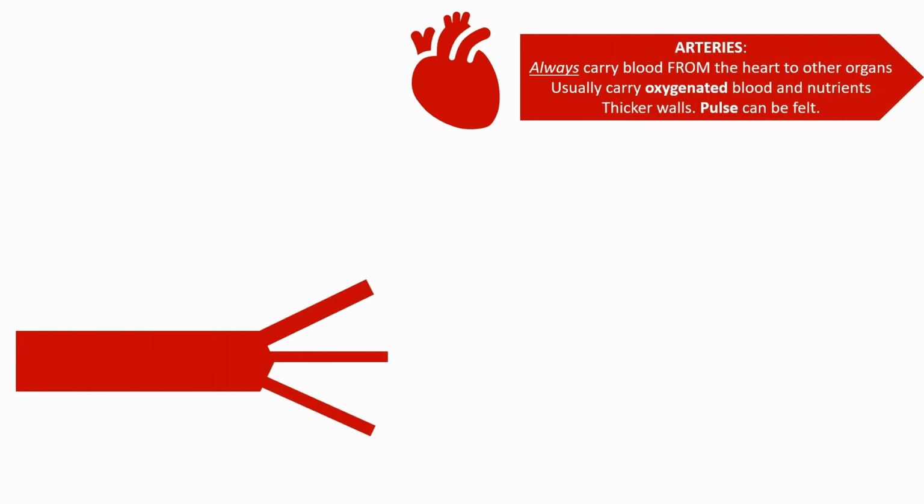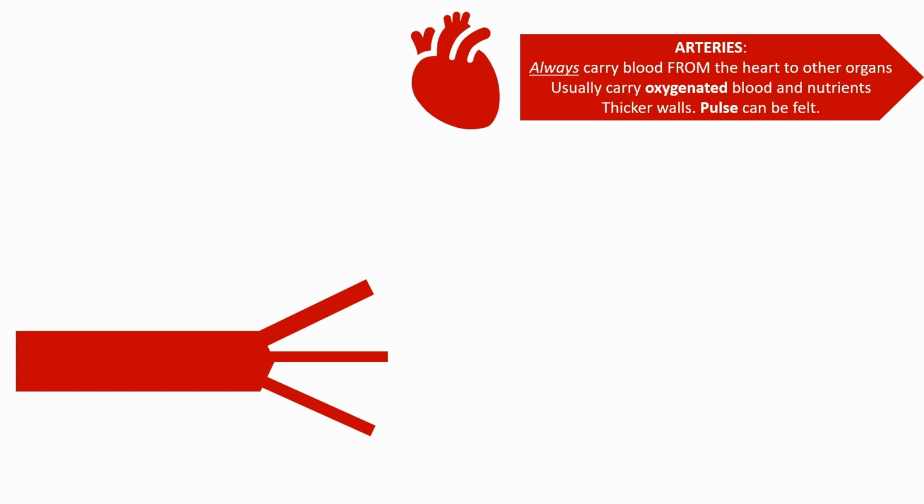Okay, so now let's have a look at the blood vessels. There are 3 kinds of blood vessels, broadly speaking, within the human body. The arteries will always carry blood away from the heart and to various tissues and organs. Mostly this blood will be oxygenated and will contain nutrients, the exception being the pulmonary arteries which carry deoxygenated blood.